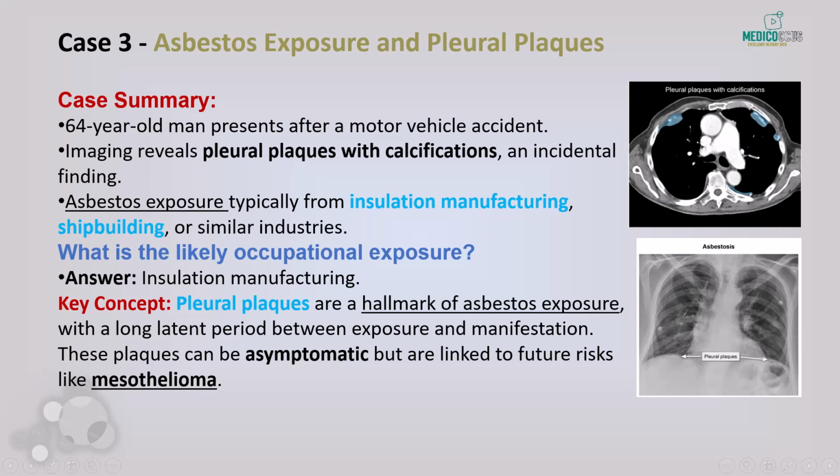Let's quickly differentiate this condition from other occupational exposures. Beryllium, used in aerospace manufacturing, can cause berylliosis, which resembles sarcoidosis, but doesn't produce pleural plaques. Coal mining leads to coal workers' pneumoconiosis, which presents with small nodules in the upper lungs, while sandblasting is linked to silicosis, which also causes upper lobe nodules, but not pleural plaques. Thus, the patient's history points most strongly to insulation manufacturing, which commonly involves asbestos exposure.